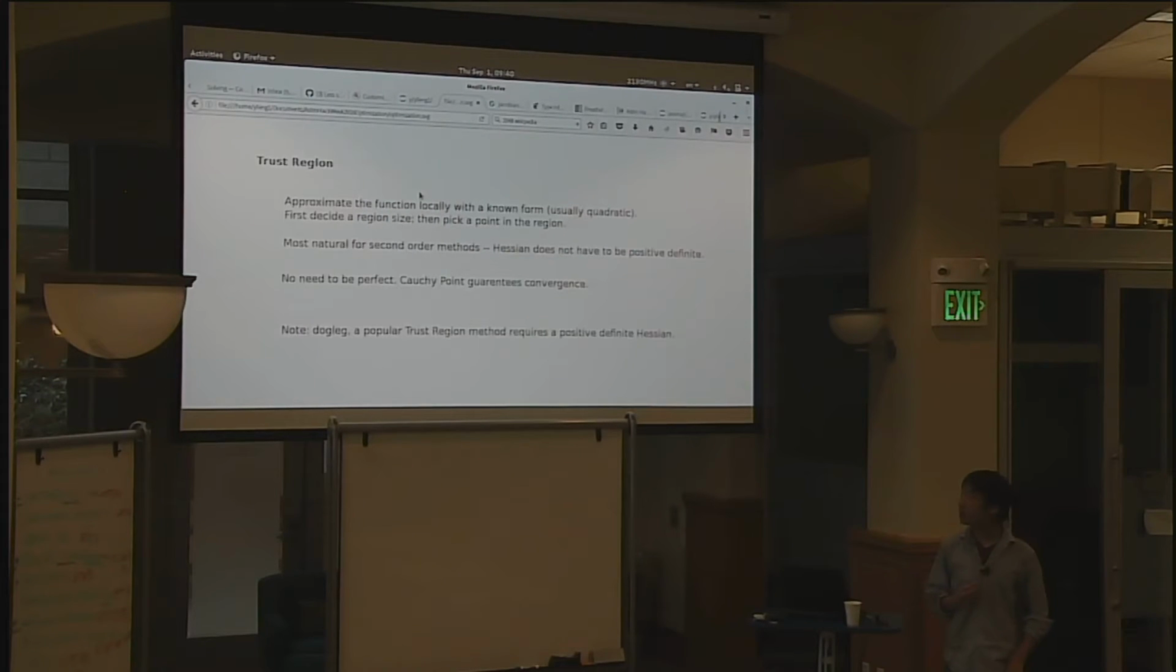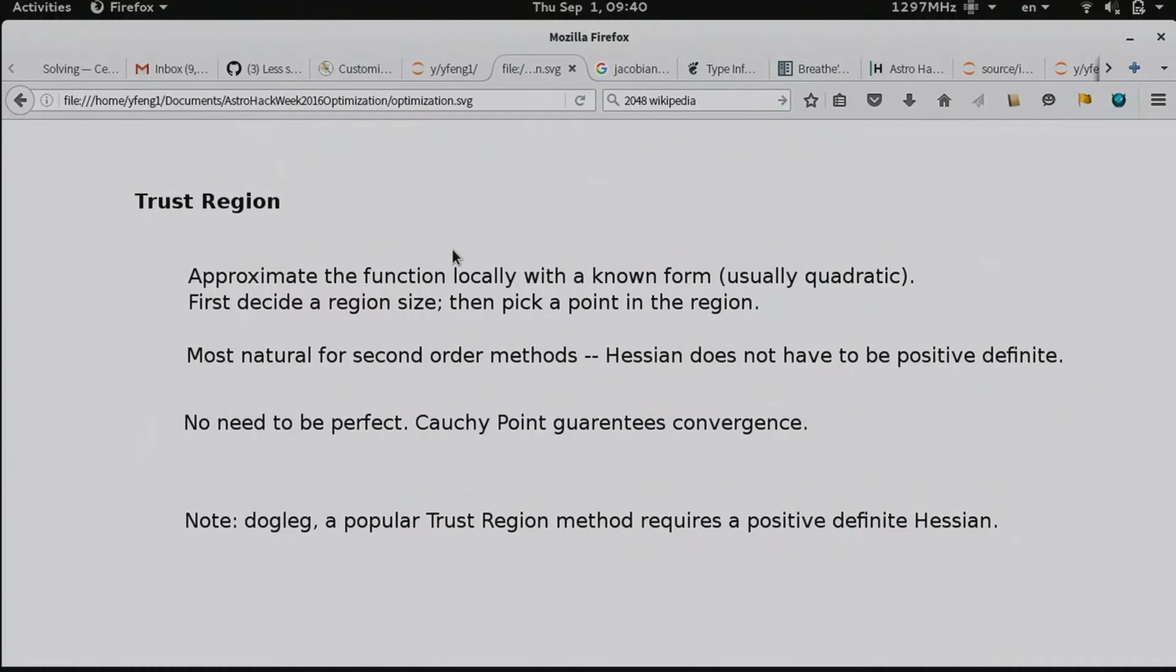The more complicated algorithm is the trust region algorithm. The idea behind trust region is that we want to find a region in the domain of the function such that in this region, a known form, usually a quadratic form, is a good approximation of the function. Then in this region, we find the minimum of the known form, move the region there and try to develop a new region. So every time we are trying to cover the function with a piece that we know. That's the idea behind the trust region.